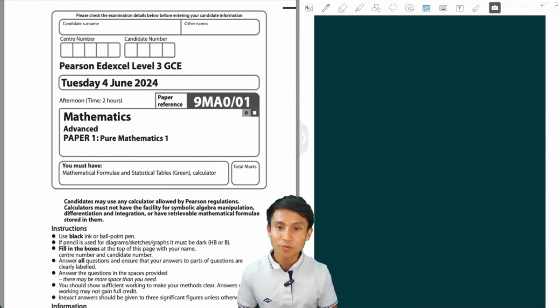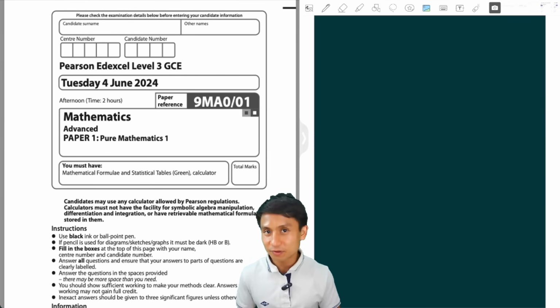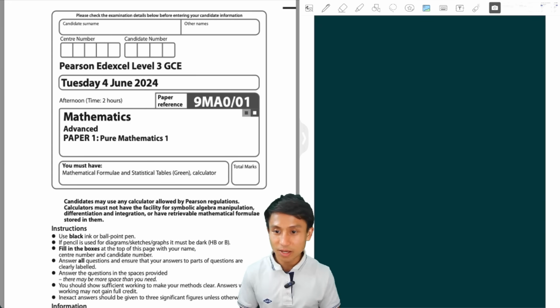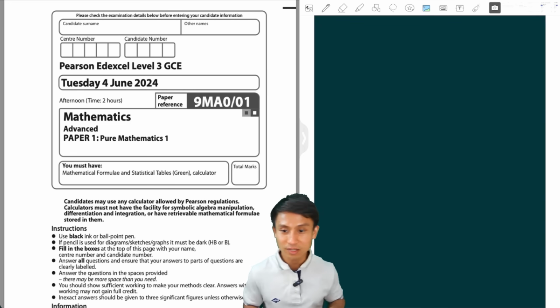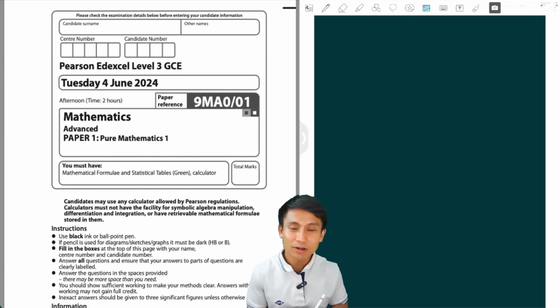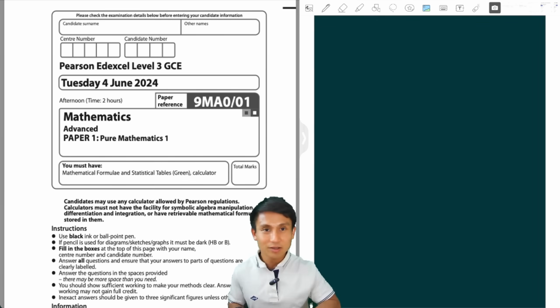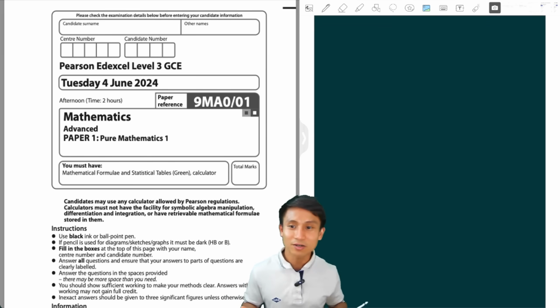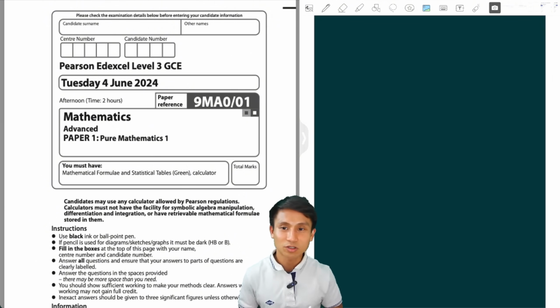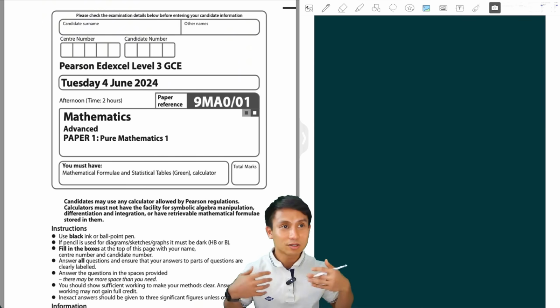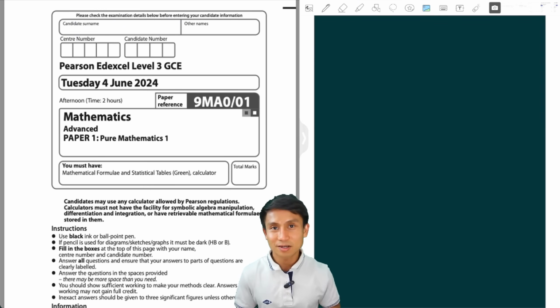This time will be the pure mathematics paper for the Year 13 students in the UK, from 2024, the most recent one as of the time of recording. For full transparency, I've half done the paper but didn't check the mark scheme yet. This time I'm not going to be timing myself. I'm just going to walk through all of the questions in one video and tell you my thought process along the way. Let's get on with it.